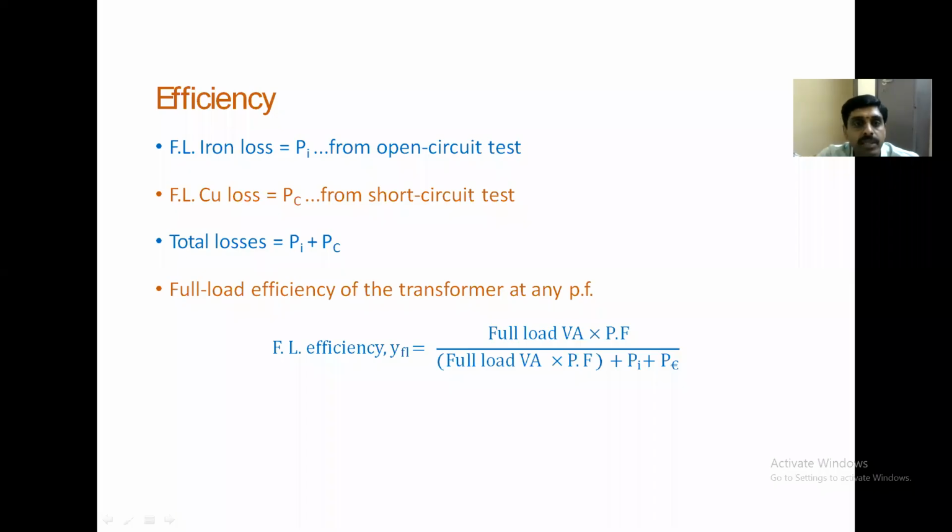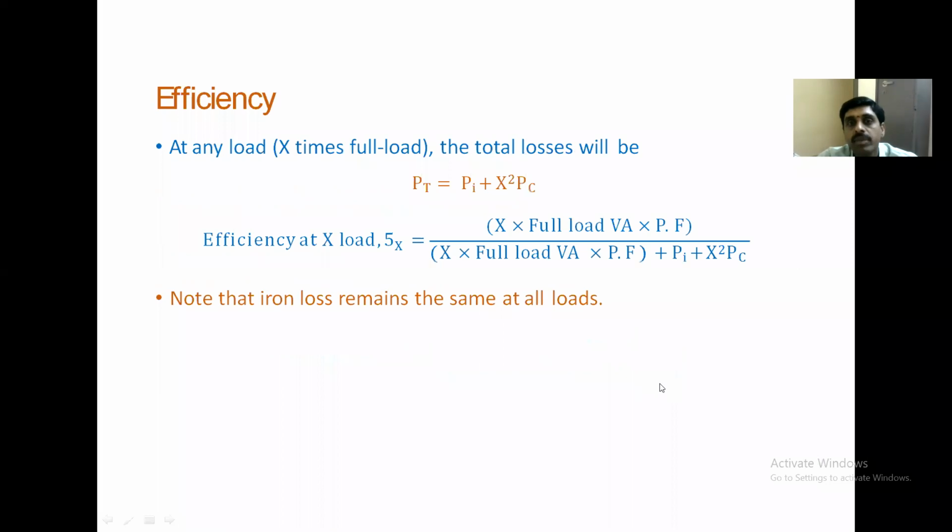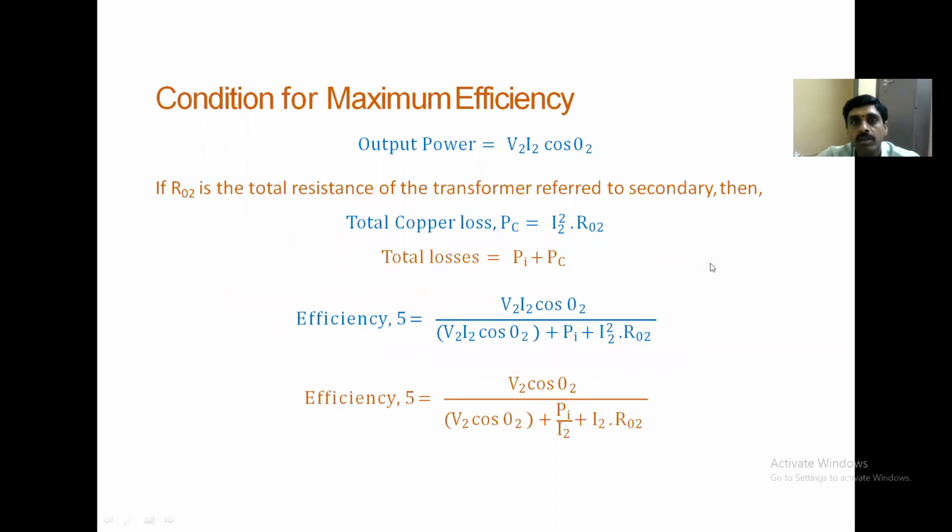The maximum efficiency, this is the thing we have discussed: full load VA into power factor, V I cos φ, divided by V I cos φ plus iron loss plus copper loss. This is the way you can write efficiency. The total loss we can write as iron loss plus copper loss. Copper loss at X percentage is X² into Pc, the full load copper loss. So this is also the way to express the efficiency formula, ηx. The power factor is given, the kVA is given separately, and X is given at any load, so we can write it like this.